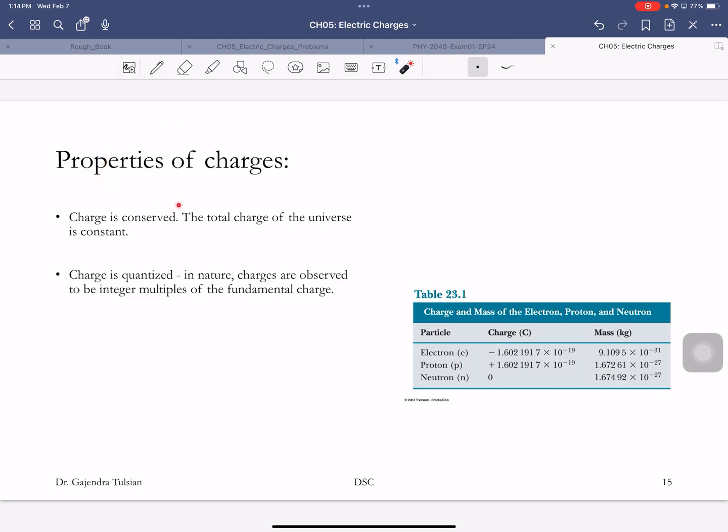So properties of charges. Charge is conserved. What does that mean?